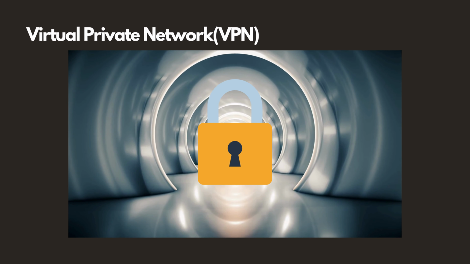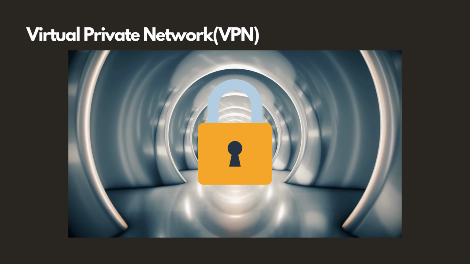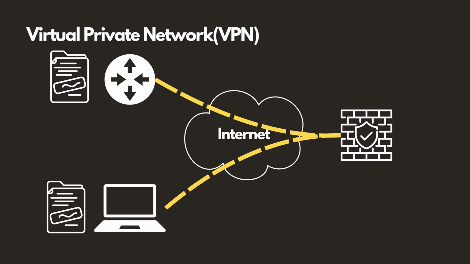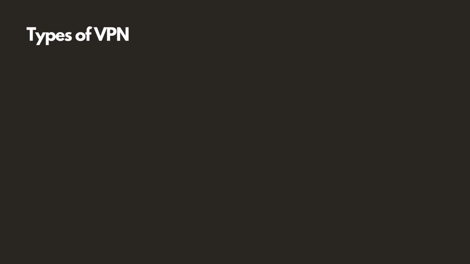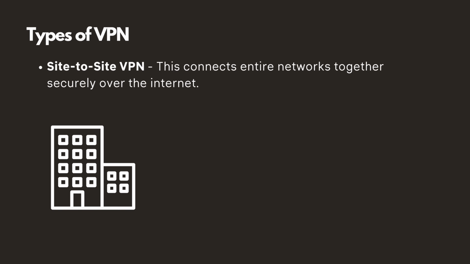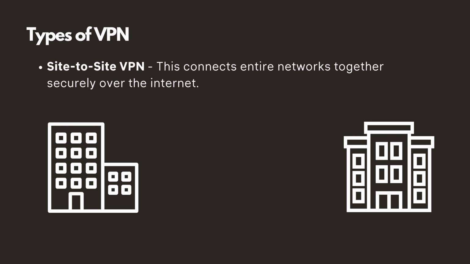Now let's talk about VPNs, the secure tunnels of the network world. VPNs create encrypted connections over the public internet, making it safe to transmit sensitive data. There are two main types we'll cover. Site-to-site VPN. This connects entire networks together securely over the internet. Here's a sample use case. Your company has an office in New York and another in Los Angeles. Instead of leasing expensive dedicated lines, you use a site-to-site VPN to connect both offices through the internet.